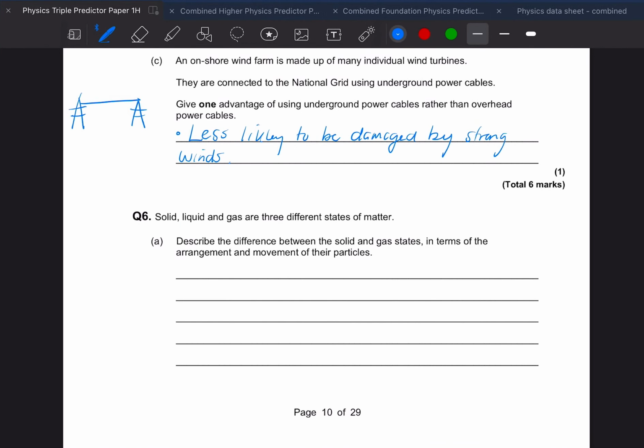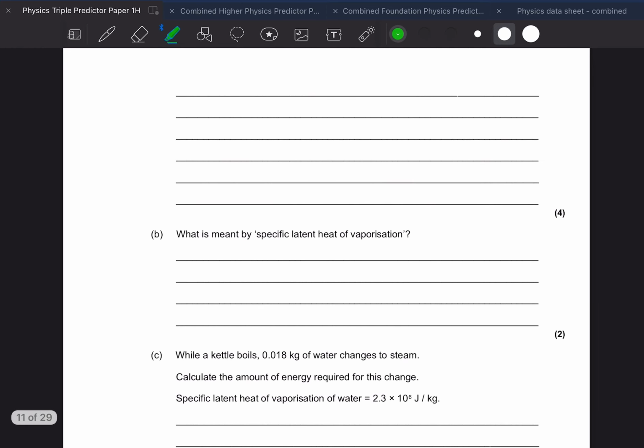Okay, question 6. Solid, liquid, and gas are three different states of matter. Describe the difference between solid and gas states in terms of the arrangement and movement. Alright, so we do not need to describe any liquid, we just need solids and gas. Difference in terms of arrangement and movement. How many marks are you worth? You are worth 4 marks.